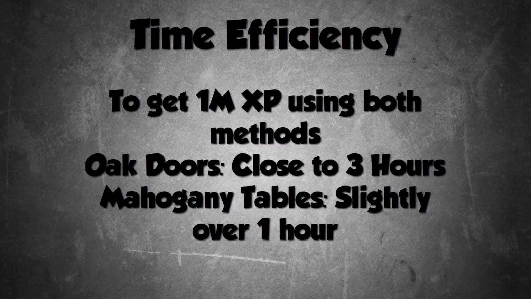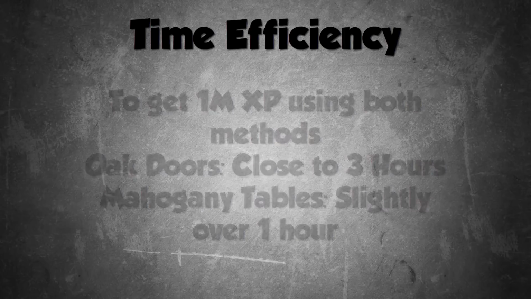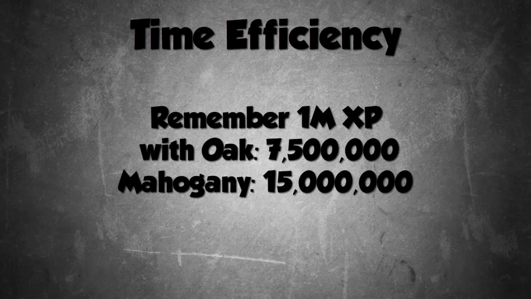This is really just to make the math simpler. I really don't want to have to deal with decimals when I go into the second portion of it. So you know what? Oak Dungeon doors is going to take you 3 hours to get 1 million experience, and Mahogany tables are going to take you about an hour to get 1 million experience. I also want you guys to remember that to get this 1 million experience, Oak is going to cost us 7.5 million, and Mahogany is going to cost 15 million.